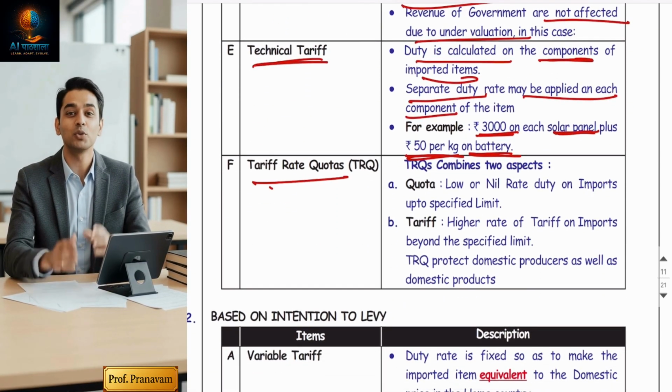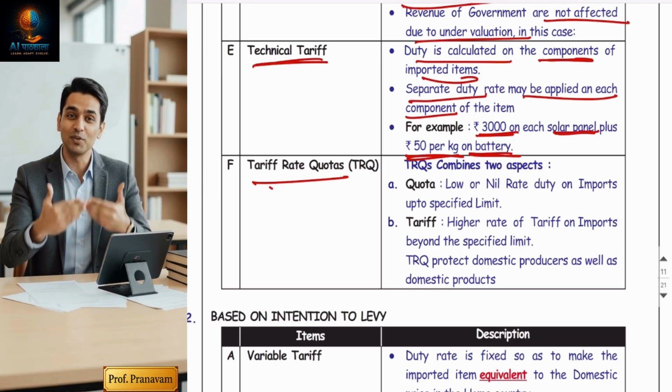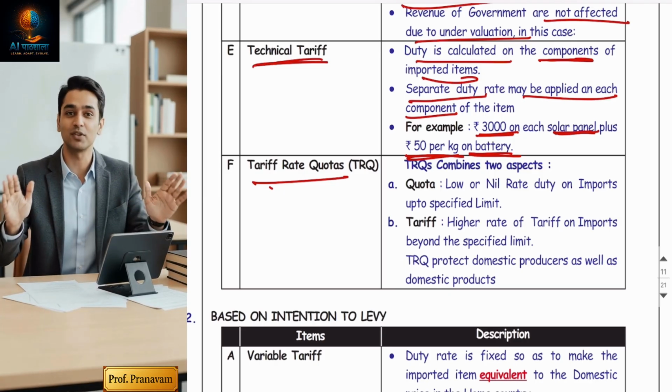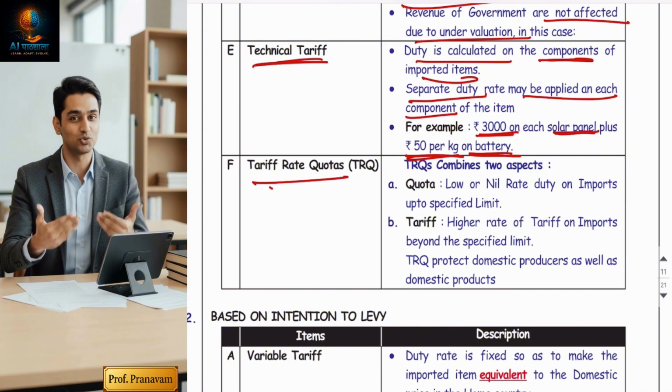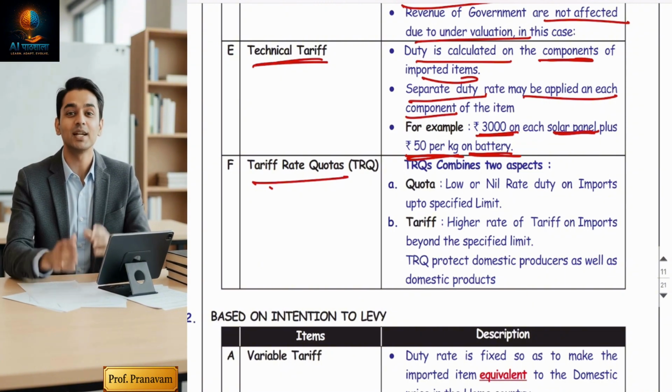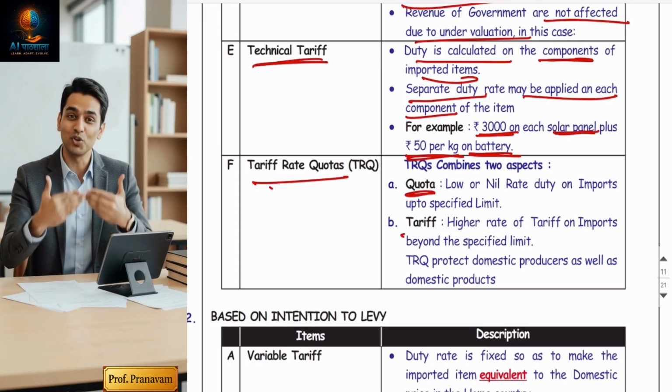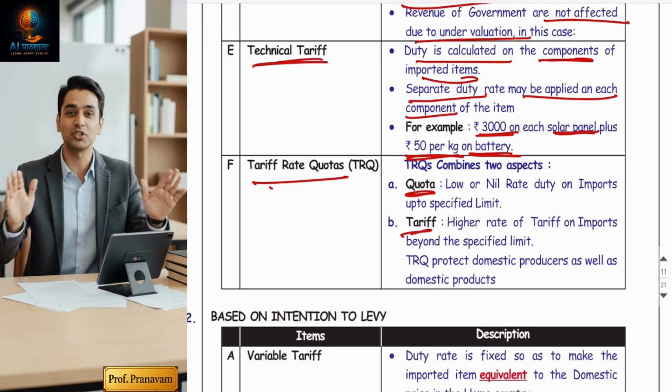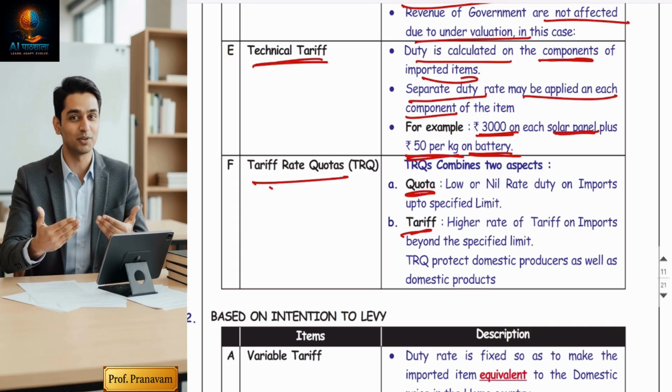Next is tariff rate quota. Now let's move into a policy based tariff. It is actually a policy based tariff. TRQ combines quota and tariff. It is a combination of quota and tariff. How does it work?